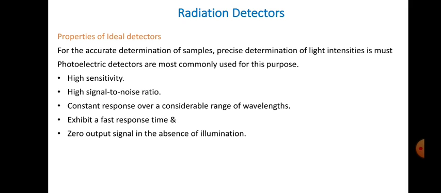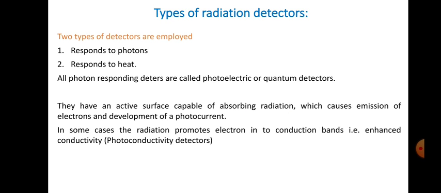Then, constant response over a considerable range of wavelength is good, and it should exhibit a fast response time and zero output signal in the absence of illumination. These are certain ideal properties that we can expect from a detector to consider it an ideal detector.